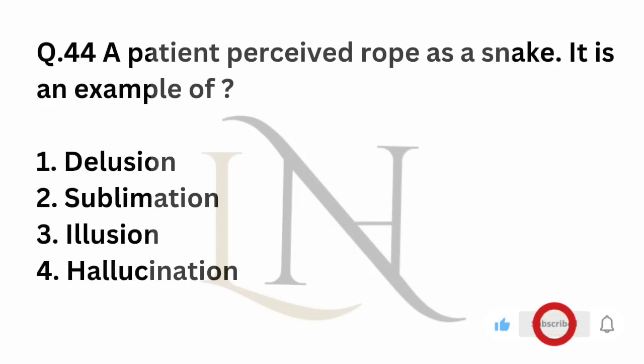Patient perceived rope as a snake. It is an example of option 1 delusion, option 2 sublimation, option 3 illusion, option 4 hallucination. Answer is option 3 illusion is the correct answer. Move to next MCQ.